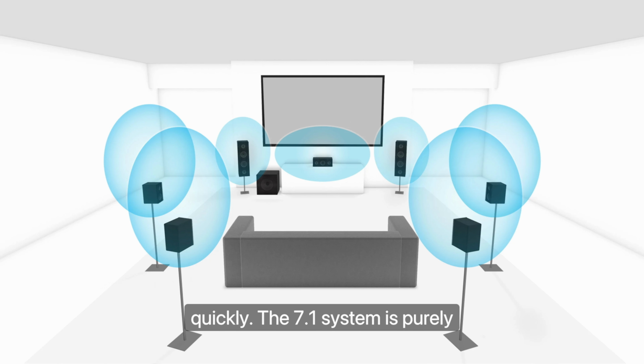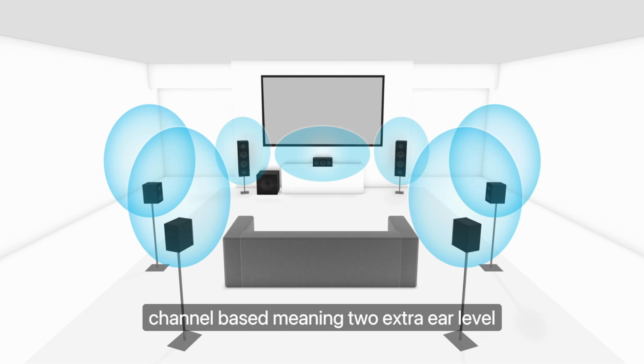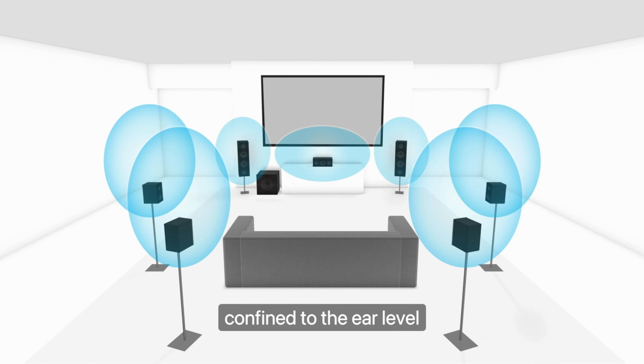Let's define them quickly. The 7.1 system is purely channel-based, meaning two extra ear-level speakers are added to the back of the room to better split side and rear effects, perfecting the 360 horizontal plane. But it remains flat, confined to the ear-level soundstage.